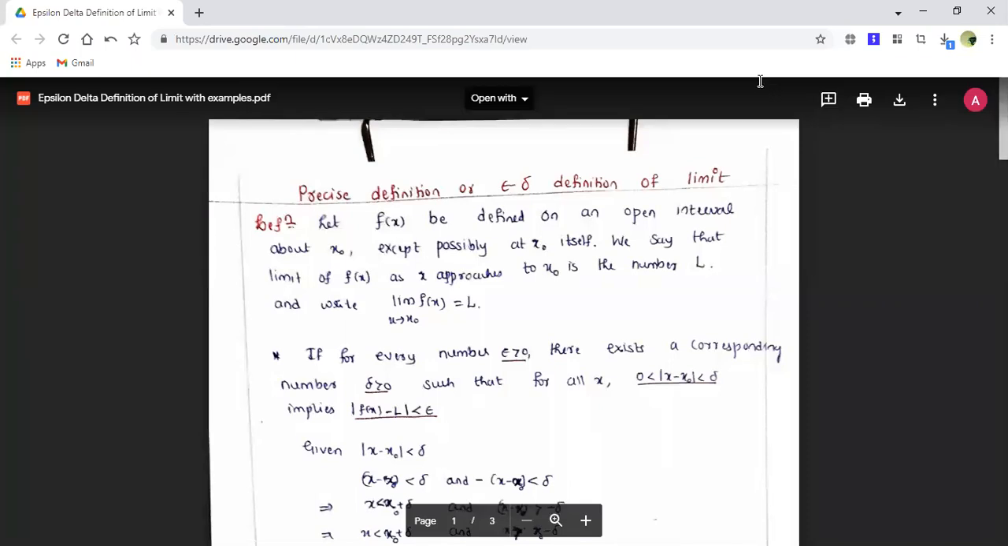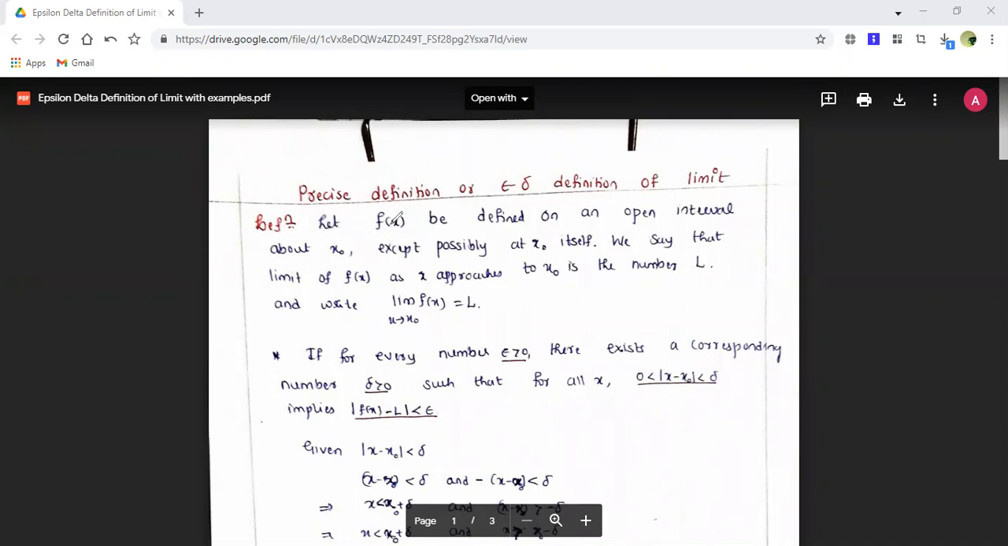Today we will discuss the epsilon delta definition of limit, also called the precise definition of limit. We have heard about this definition many times. Let's understand it thoroughly with the help of the graph and examples, in a simpler way. So let's see what the definition says.